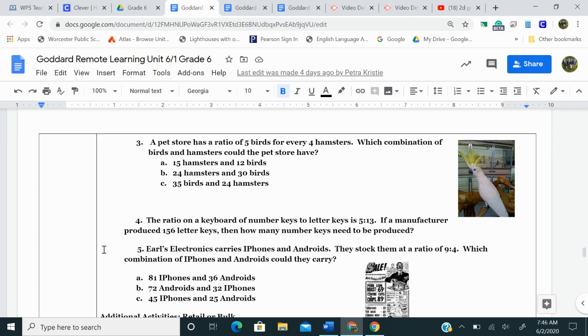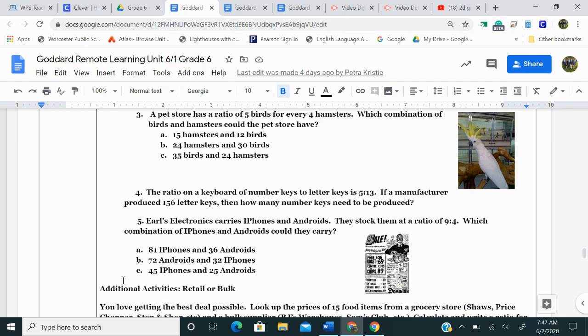5, Earls Electronics carries iPhones and Androids. They stock them at a ratio of 9 to 4. Which combination of iPhones and Androids could they carry? 81 iPhones and 36 Androids, 72 Androids and 32 iPhones, 45 iPhones and 25 Androids.